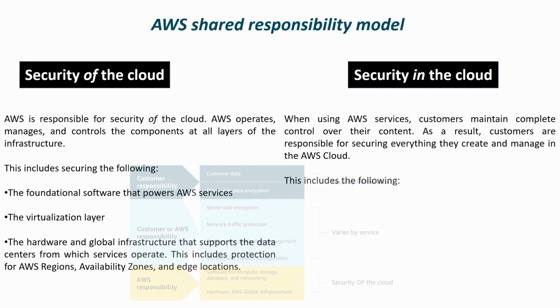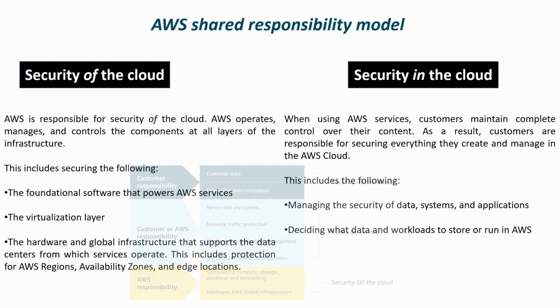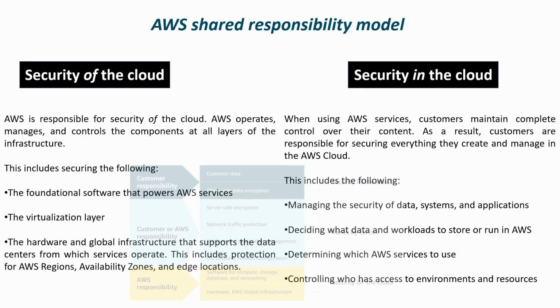This includes managing the security of data, systems, and applications, deciding what data and workloads to store or run in AWS, determining which AWS services to use, and controlling who has access to environments and resources. One of the best ways to prevent security incidents before they happen is through proper permission and access management.